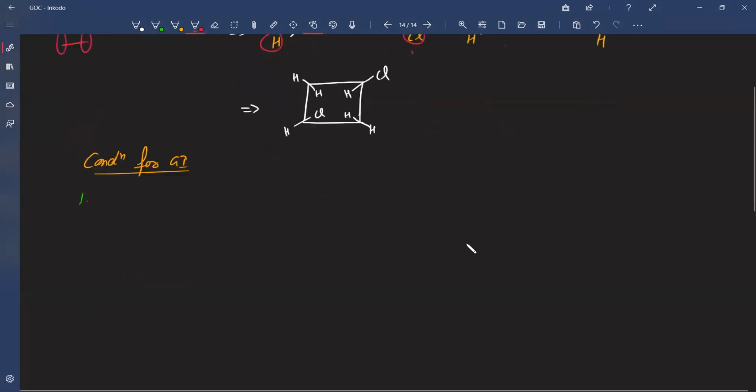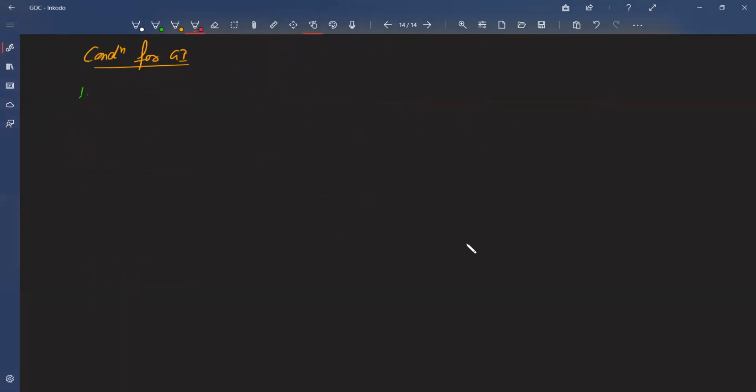So the first condition is that there has to be restriction in rotation, first of all, and that comes due to multiple bond ordering, we already know. And the atoms which are restricted to rotate, those restricted atoms should have different substituents.